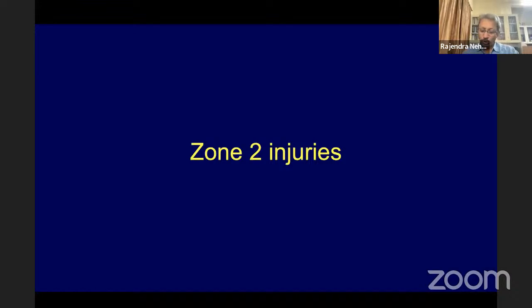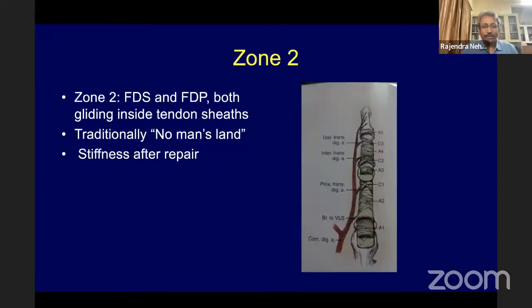Coming to zone 2 injuries, this used to be one of the most controversial topics. Zone 2 was supposed to be a no man's land, because if you try to repair FDS and FDP both, the stiffness after repair was very common. Even now we get stiffness after repair in zone 2.